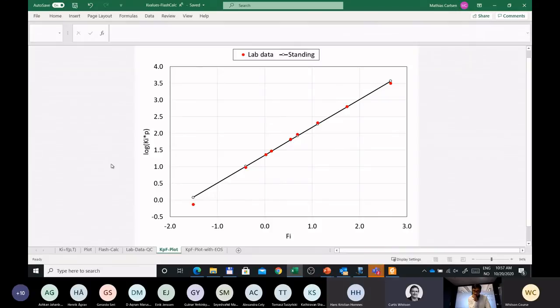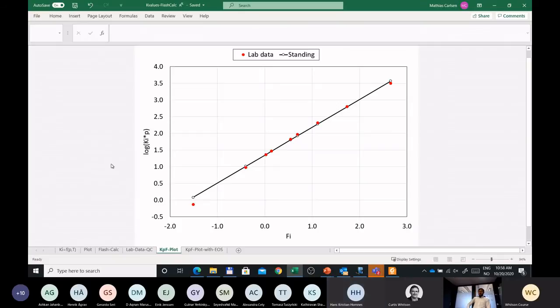Yeah, and that's why we don't give too much significance to that point. We have a lot of points that are supposed to fall on the straight line, and that should very well indicate whether the separator samples are in equilibrium or not. Yes, Hans? No comment. Yeah, thanks.